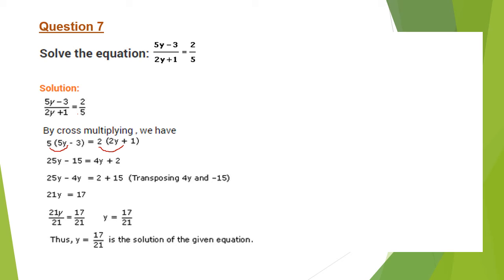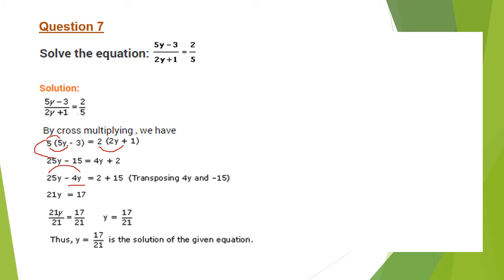Multiply the terms. 5 into 5, 5 5s are 25y, minus 5 3s are 15, which is equal to 2 2s are 4y, plus 2 1s are 2. Then write down the 25y as it is. Let us transfer this plus 4y to this side. It becomes minus 4y, which is equal to, write down the plus 2 as it is. If we transpose this minus 15 to this side, it becomes plus 15.